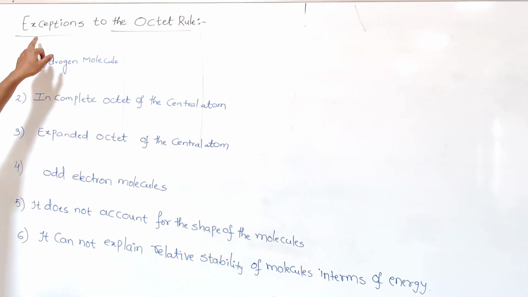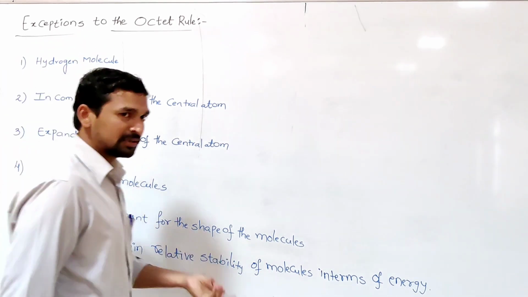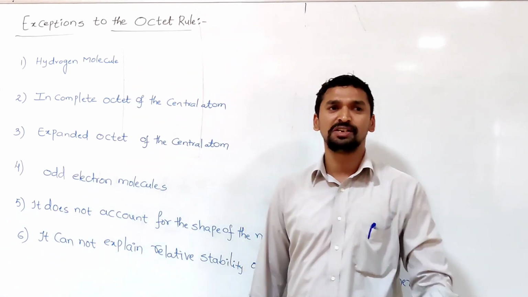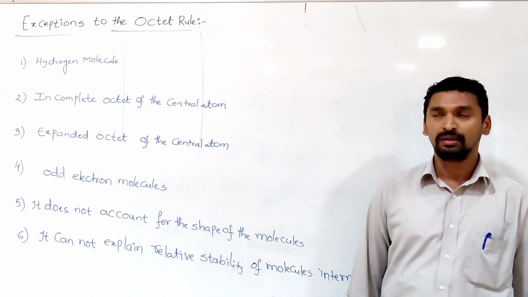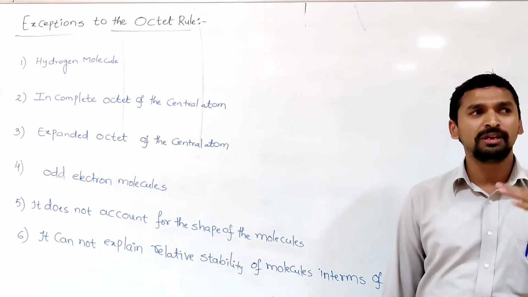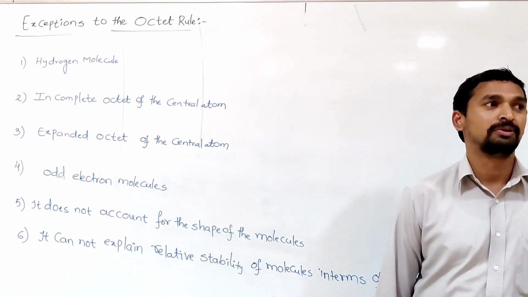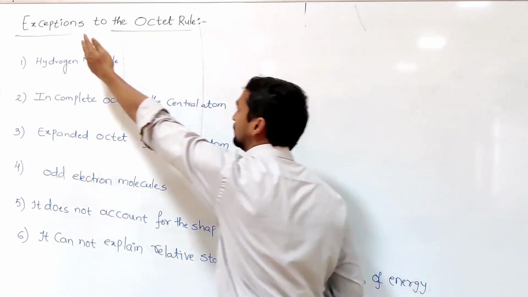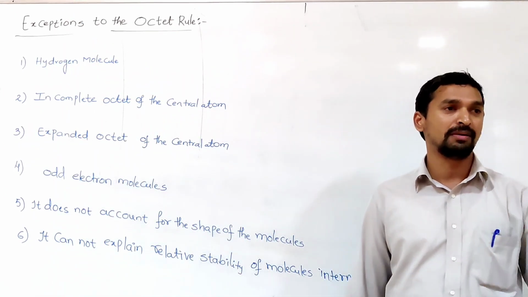So the next topic is exceptions to the octet rule. So what is the octet rule? An atom must possess 8 electrons in its valence shell for its stability. This rule can be applied to many molecules, but in some molecules it may not be applicable. Those are the exceptions, where the octet rule is not applicable.